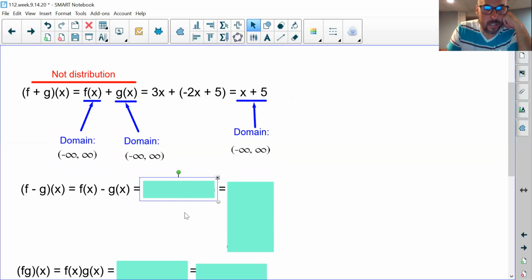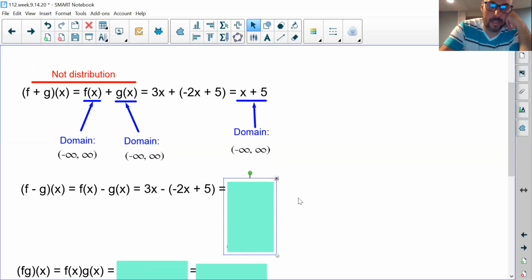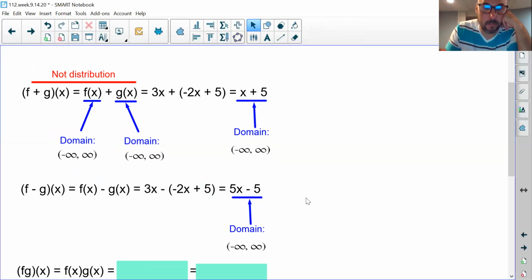f minus g, same thing. You just take one function, subtract the other. Subtraction is very slippery, so be careful. You're subtracting the entire function of g, which happens to have two parts. So you have to subtract both. So you need parentheses. So this becomes 3 plus 2 and then minus 5. So 5x minus 5. Again, the domain is all real.